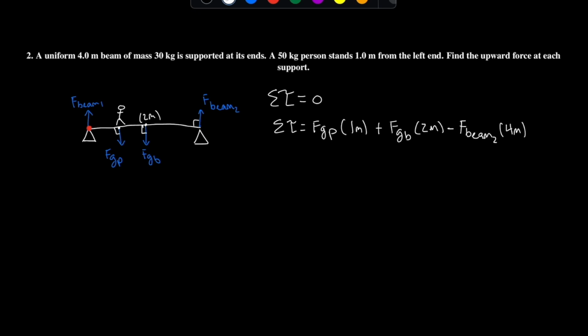Now we can combine these two equations, and we get the force of the gravity of the person times 1 meter plus the force of gravity of the beam times 2 meters equals the force of the second support times 4 meters. We know the force of gravity of the person is going to be their weight, so 50 kilograms times 9.8.